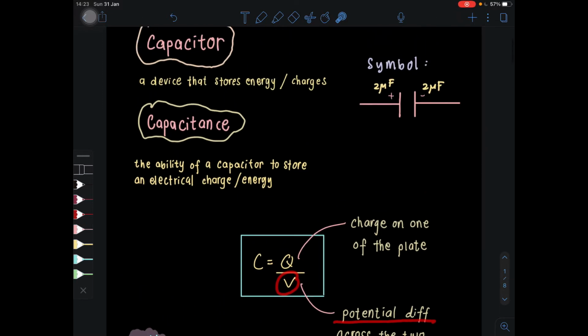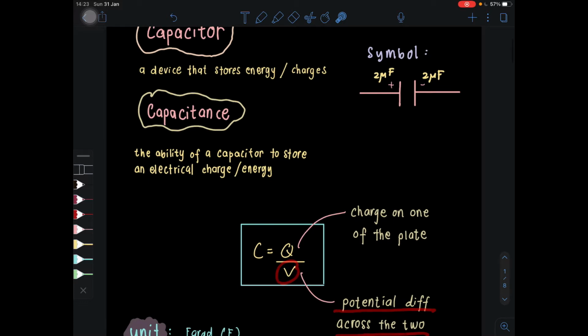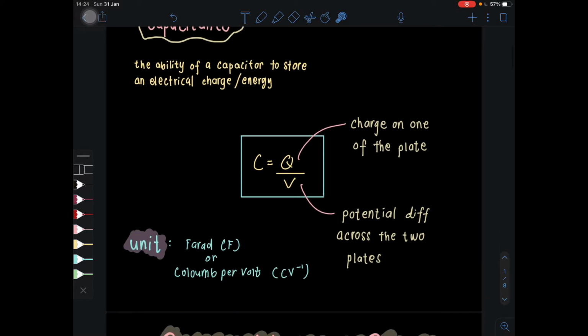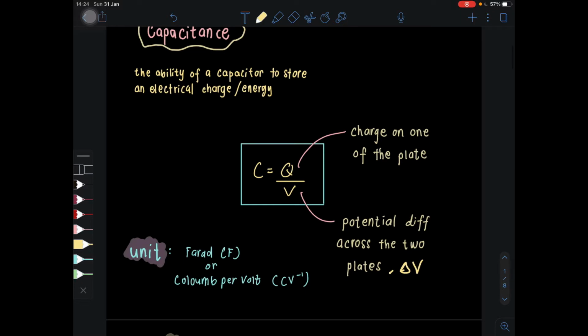Maksudnya dekat sini, Q ni, kita hanya ambil charge daripada satu plate sahaja. So if here positive and negative, we just ignore that one. We only take 2 micro here. And V is the potential difference, which is the delta V across the capacitor. And the unit untuk capacitance adalah farad, F, or coulomb per volt, C per volt. But usually kita selalu gunakan F sahaja.